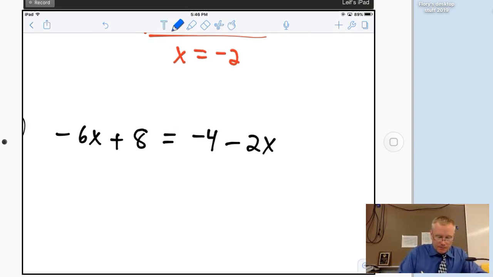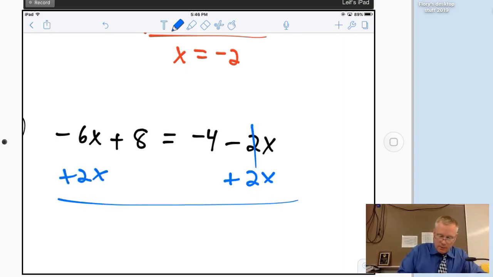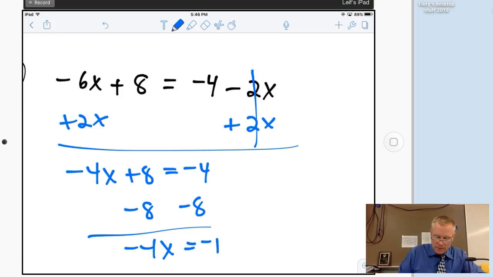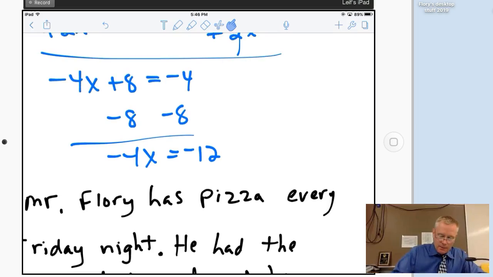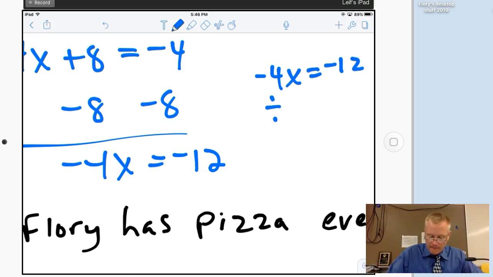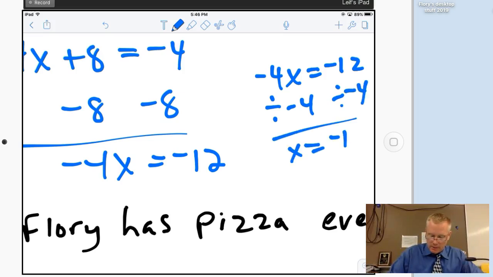Okay, next one. I'm going to bring all my x's to one side, so I'm going to add 2x. Those cancel. I'm left with -4x plus 8 equals -4. Bring my numbers to the other side, subtract 8. I'm left with -4x equals -12. And my last step will be, running out of space, let me rewrite it over here. Divide by -4. And I get x equals -16.